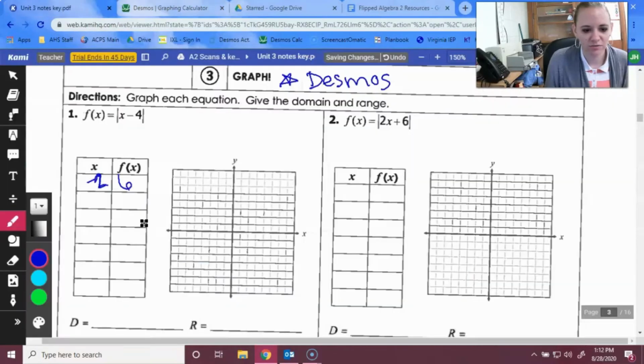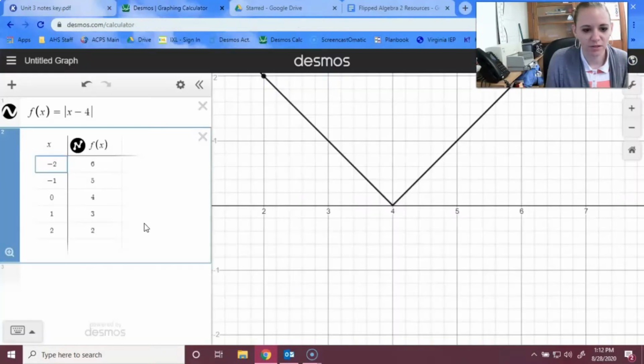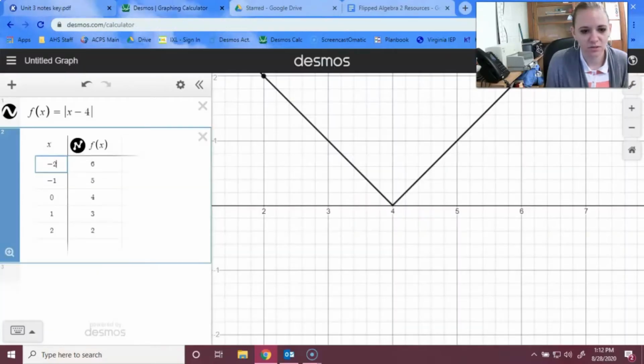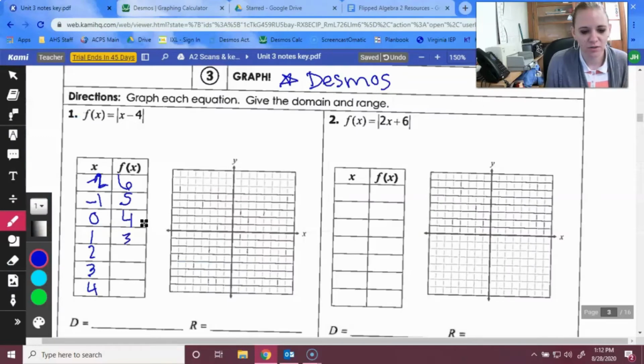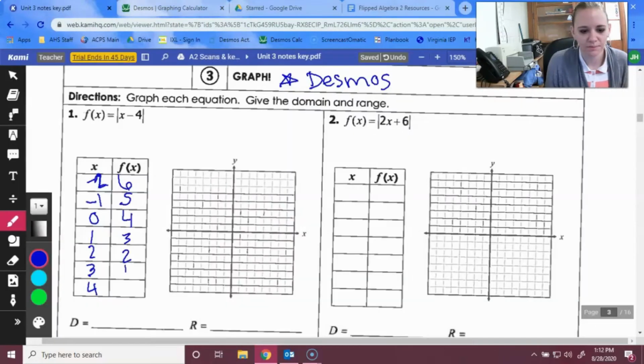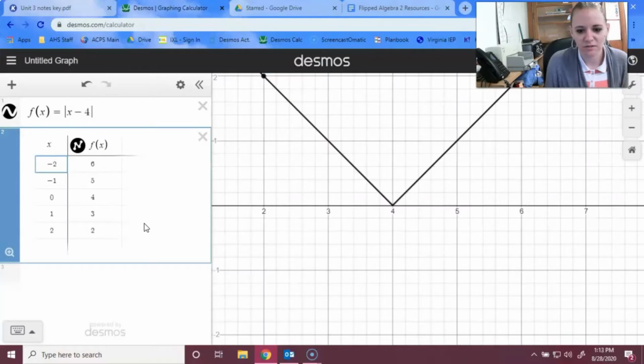-1 and 5. You can probably see a pattern here. 0, 4. Yep. I'll just go ahead and fill these in. 3, 2. 3, 1. Yep. And 4 is at 4, 0.